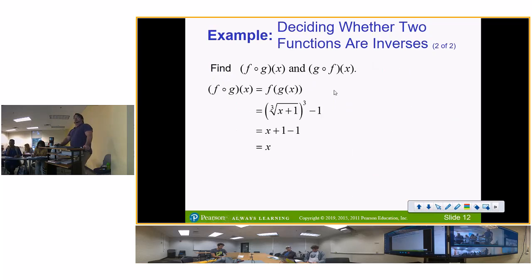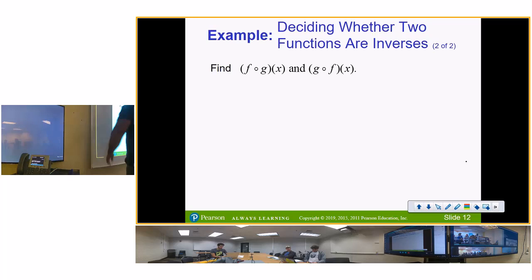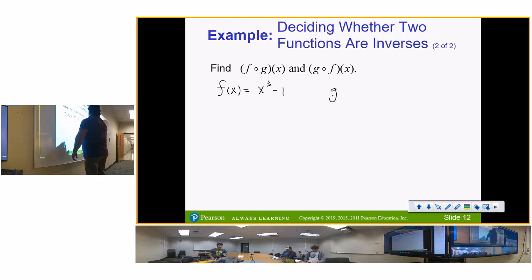All right, they want us to do g composed of f and f composed of g. So let's go ahead and write, what was f of x? F of x is equal to x cubed minus 1, and g of x is the cube root of x plus 1.